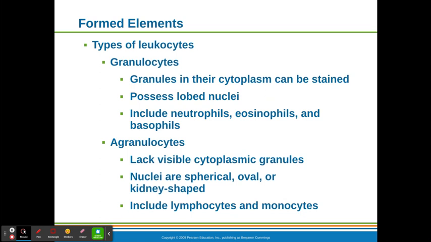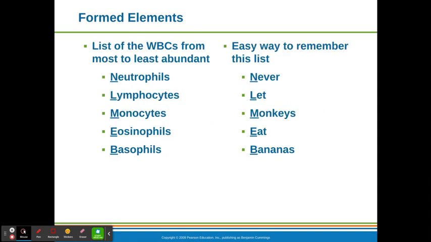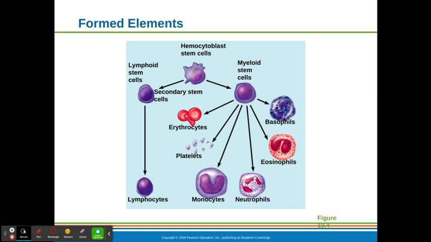So in terms of our leukocytes, we have granulocytes and agranulocytes. Granulocytes have granules, which can be stained. It's going to be our neutrophils, eosinophils, and basophils, and our agranulocytes do not. Their nuclei are spherical, and they include our lymphocytes and monocytes. Okay, so just an easy way to remember, white blood cells from most to least abundant: neutrophils, lymphocytes, monocytes, eosinophils, and basophils. Okay, so figure 10.4 shows how they arise.